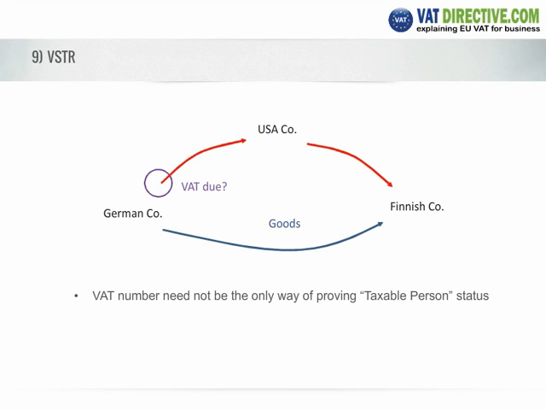Like a lot of these cases, they only consider individual transactions. So the German company's sale was the only thing the European Court were considering in VSTR. Beyond that, it wasn't the point that was referred to them. That concludes the lecture on triangulation.